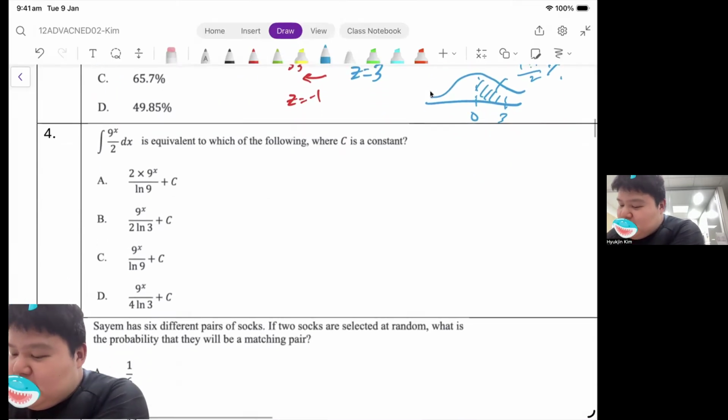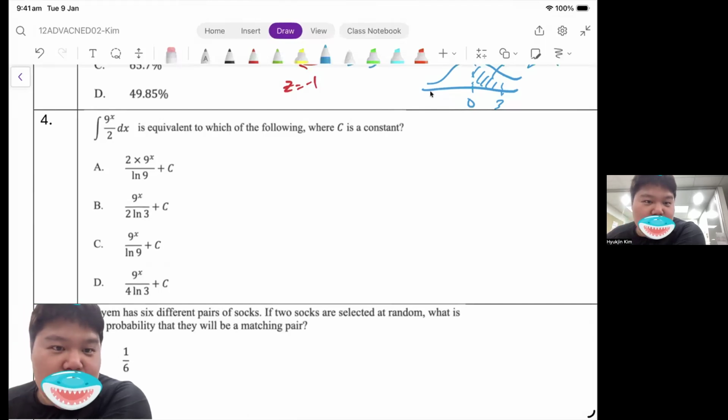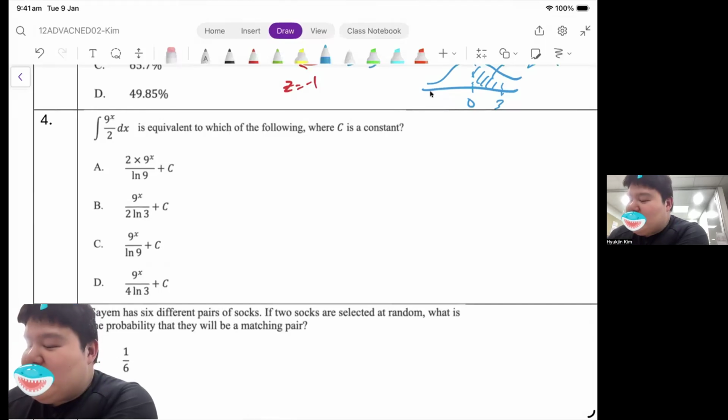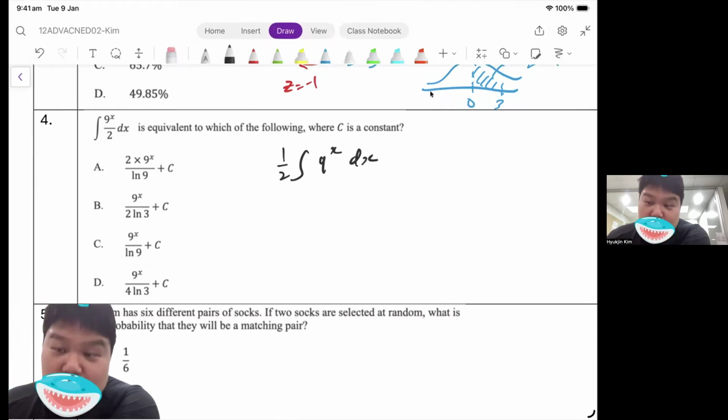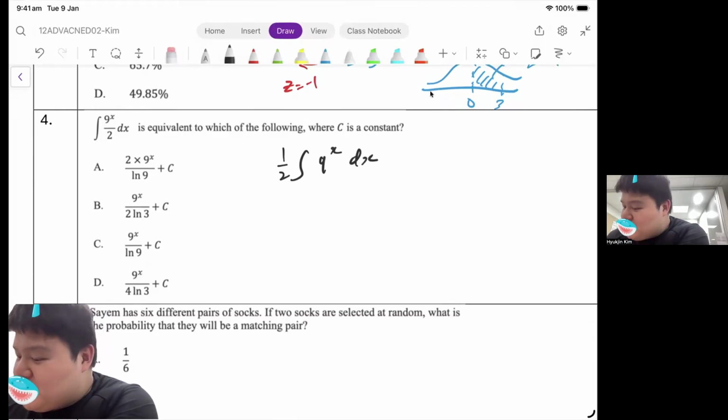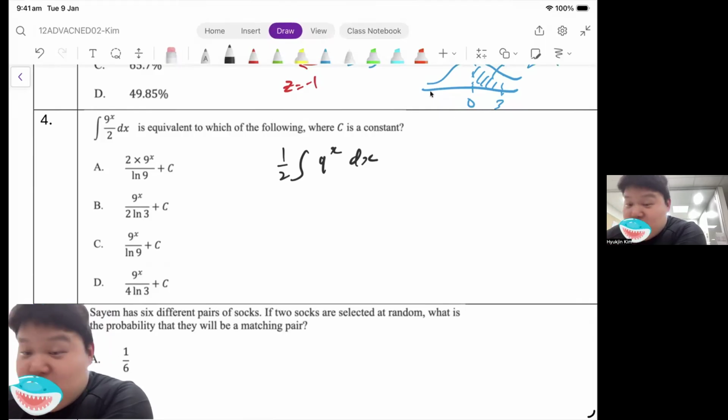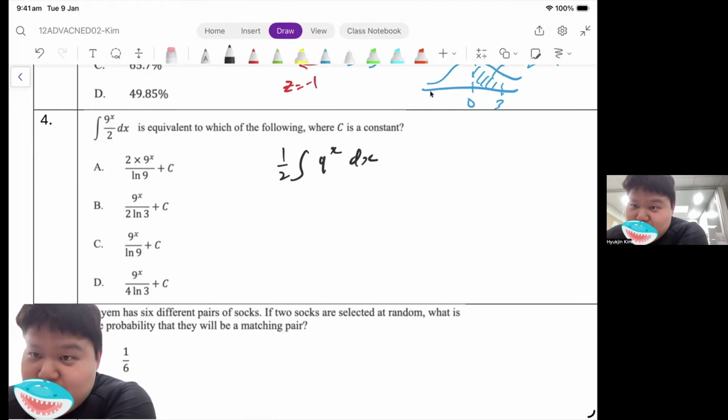Okay, 9 to the x over 2 dx, which of the following is the answer? Where C is the constant, that's fine. Now, 1 over 2 tricks me up. 1 over 2, 9 to the x dx. You guys had reference sheets. Some of you guys had your laptops out. That's okay, because I saw most of you guys were on reference sheets and nothing else.